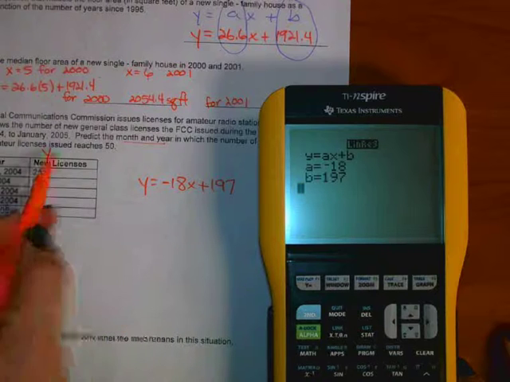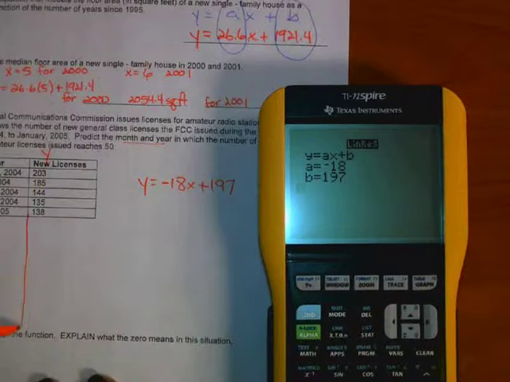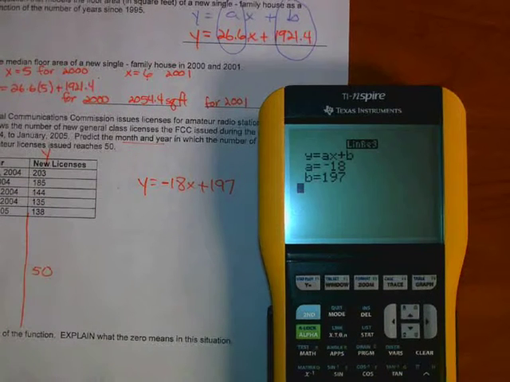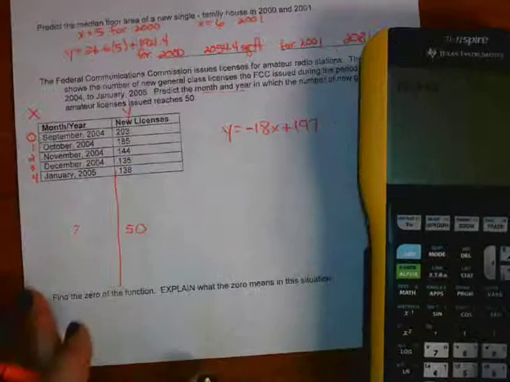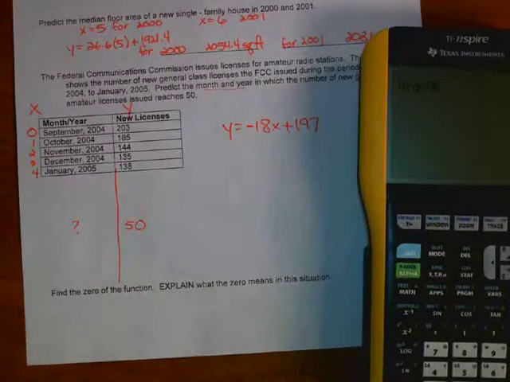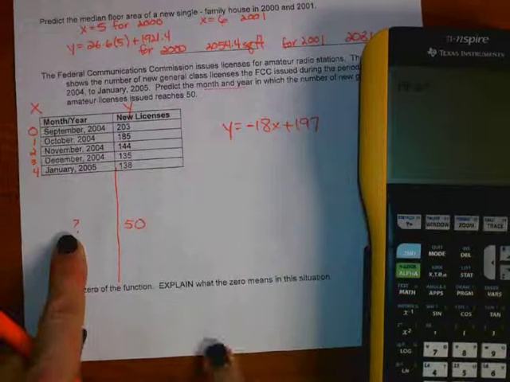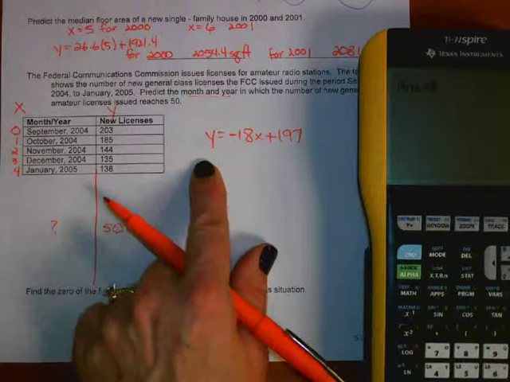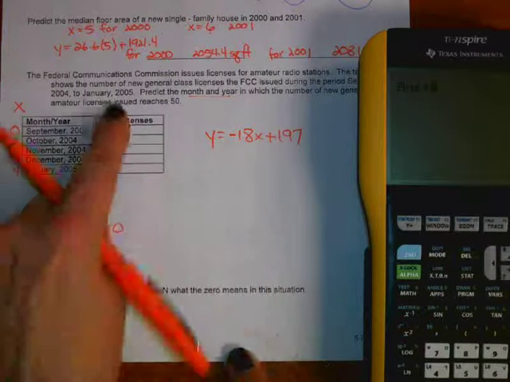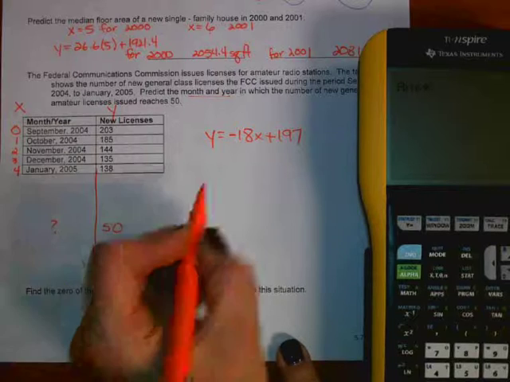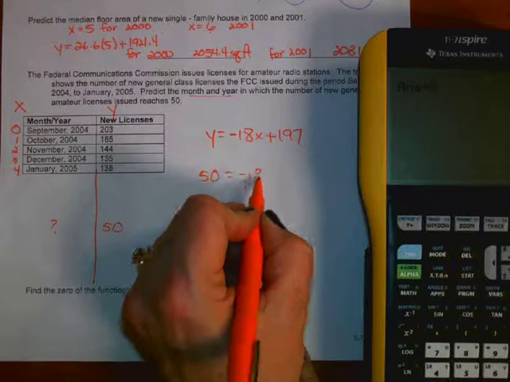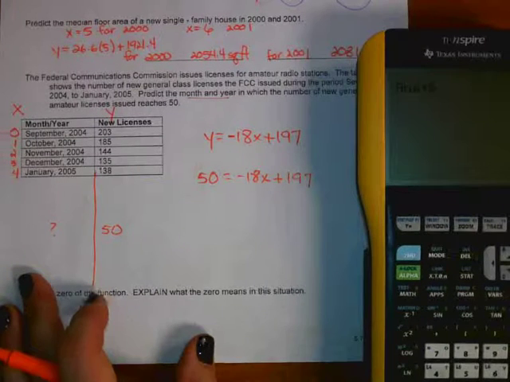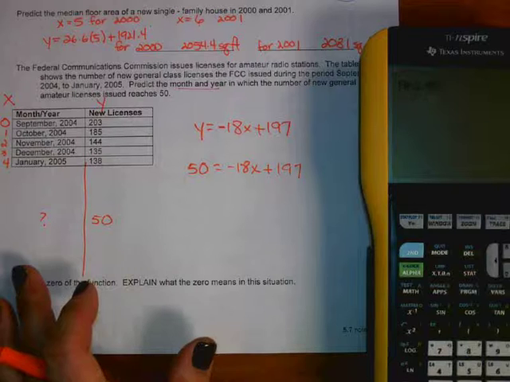Okay? So, it says here, all right, so what month and year does it reach 50? So it keeps going down. I want to know what x is when y equals 50. My licenses are 50. I need to find x. So, I'm going to plug 50 in for my y, because licenses is my output, my y. So that's what I'm going to do. And I'm going to just do the math. Oh, look, you get a little algebra equation to solve. And find out what x would be when y is 50.